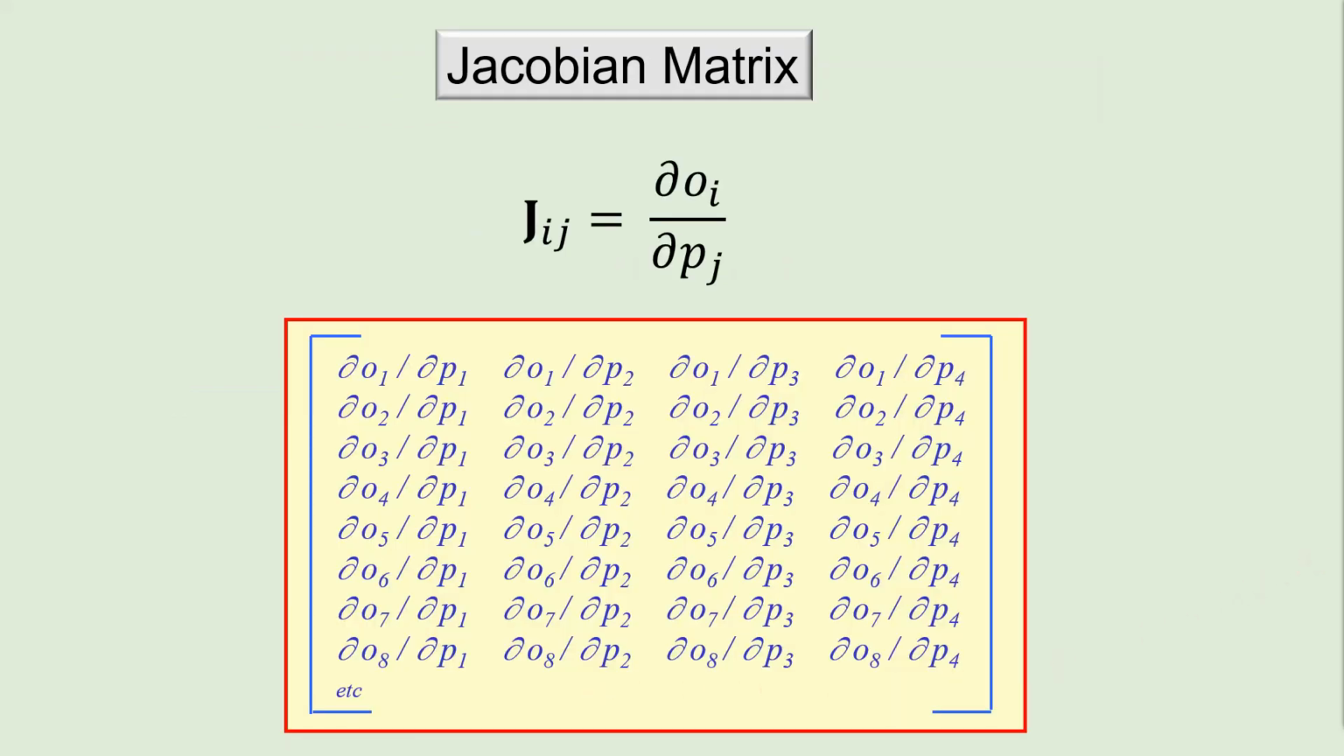The Jacobian matrix, then, is a matrix of partial derivatives. The first column of the Jacobian matrix is the partial derivative of all model outputs with respect to the first parameter whose value I am estimating through solution of the inverse problem. The second column is the partial derivative of all model outputs with respect to the second parameter, and so on.